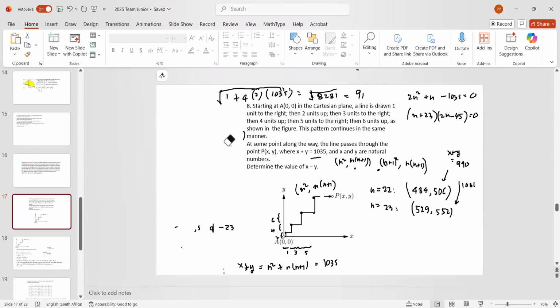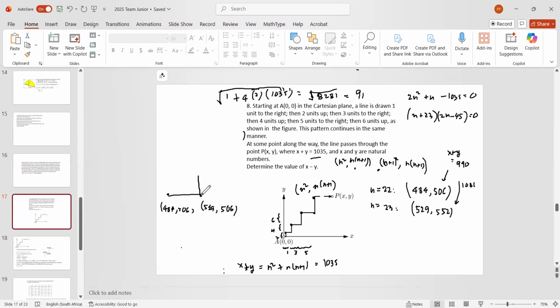So neither of these corner points work. By work, I mean this point, the point xy, is not this or this. So it's possibly that one there. So what do you have? You have a point here which is coordinates of 484 and 506. And when you go horizontal here, the x value changes to the next one, 529. The y value still remains the same.